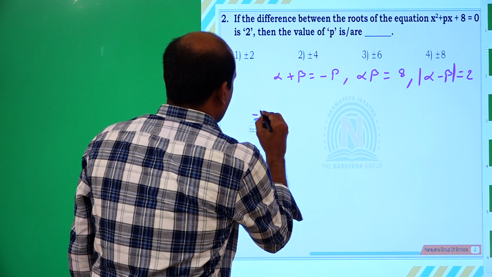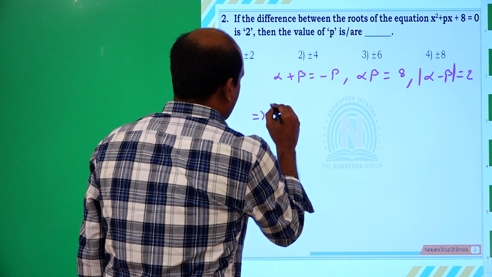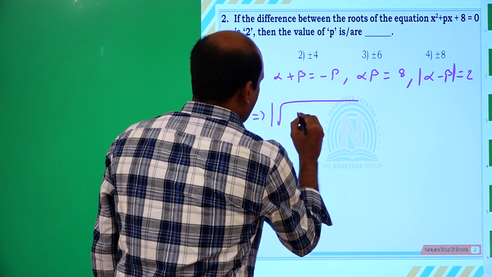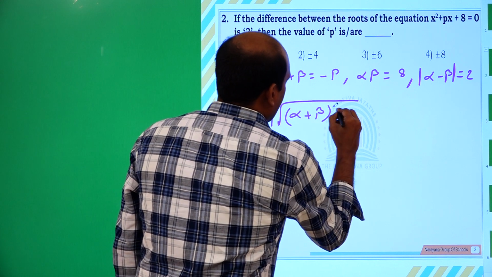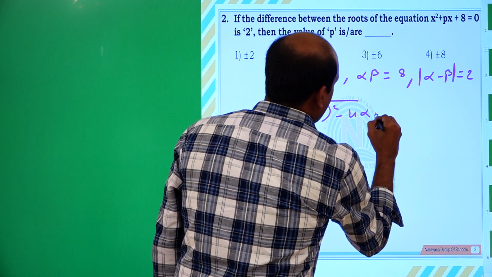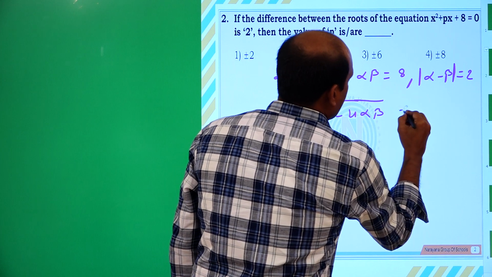That implies modulus of alpha minus beta can be written as the square root of alpha plus beta whole square minus 4 alpha beta. This value is equal to 2.